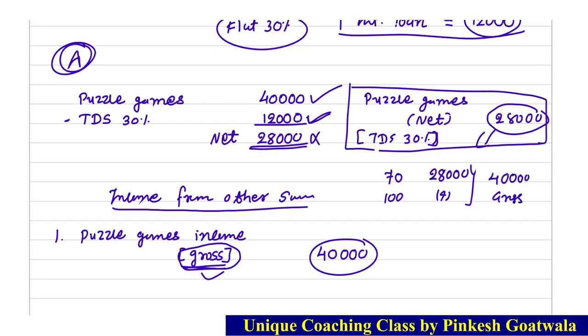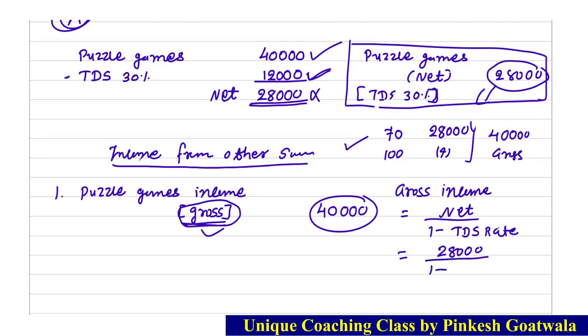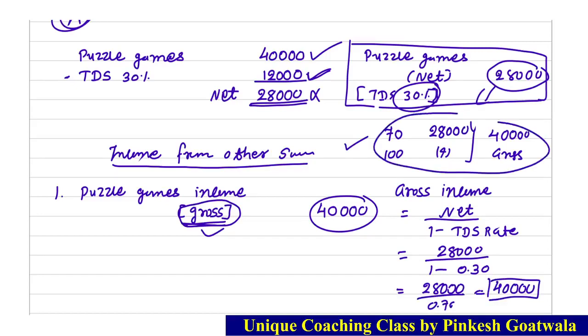As per income tax, this process is called grossing up. Finding out the gross income is called grossing up. Also there is a formula. If you check the books you will get the formula to find out the gross income. You can apply that formula, or you can find it this way. Both are allowed. The formula is net income divided by 1 minus TDS rate. Here net income is 28,000, 1 minus TDS rate, TDS 30% means 0.30. So 28,000 divided by 0.70, you will get 40,000. So even by this formula you will get the answer, or by this step you will get the gross income.